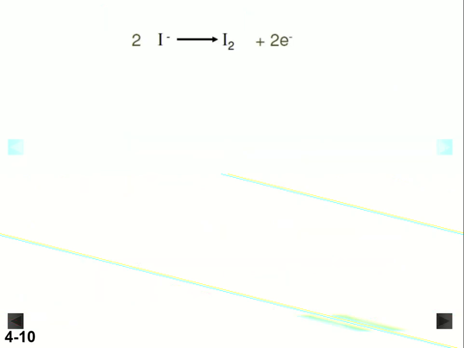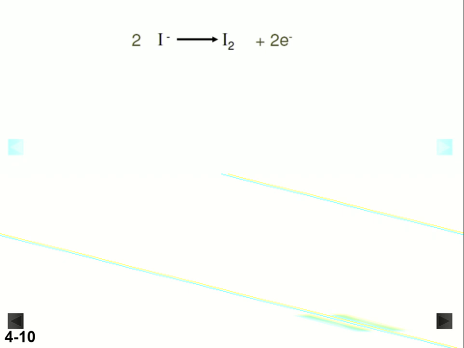Next, we'll look at the iodide to iodine half reaction. This is fairly straightforward. We have 2 atoms of iodine in iodine on the product side, so we need to put a 2 in front of the iodide. Therefore, that's a -2 charge, so we'll have to add 2 electrons to the product side to make both sides -2.